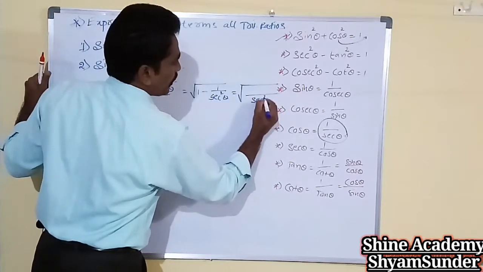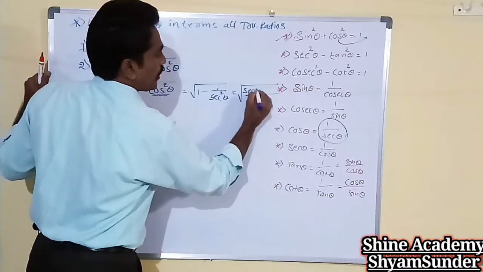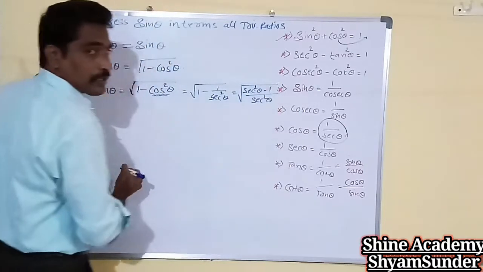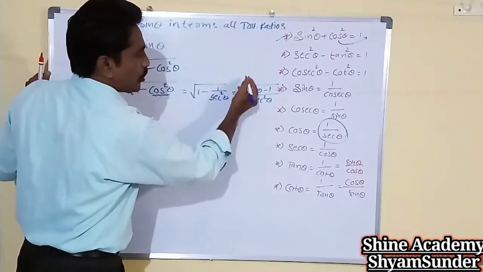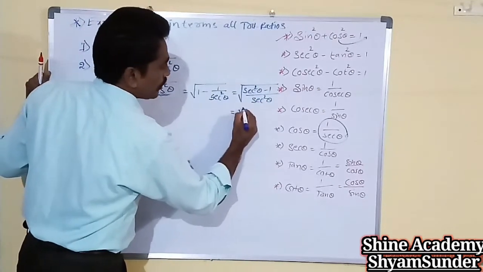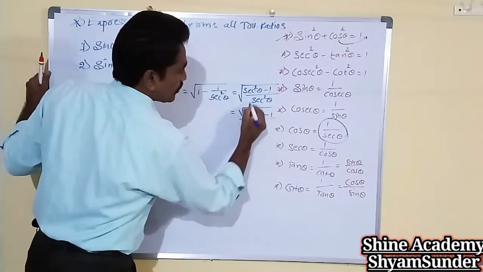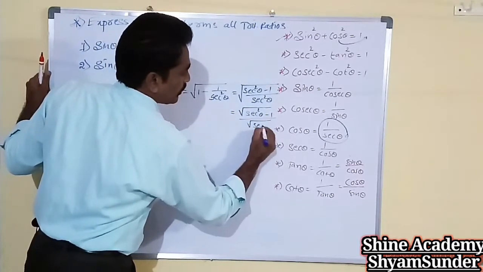By taking the LCM, sec square theta is the LCM. So sec square theta into 1, sec square theta minus 1. Separating the square root into the numerator and the denominator, we get under root of sec square theta minus 1 by square root of sec square theta.